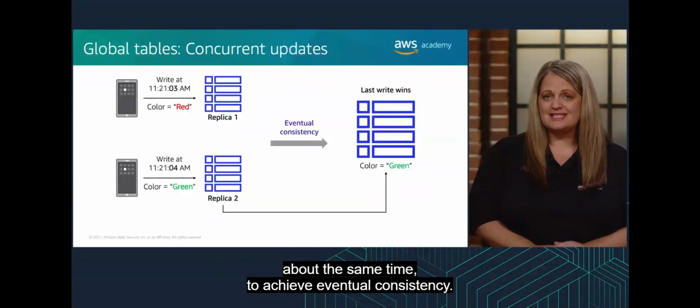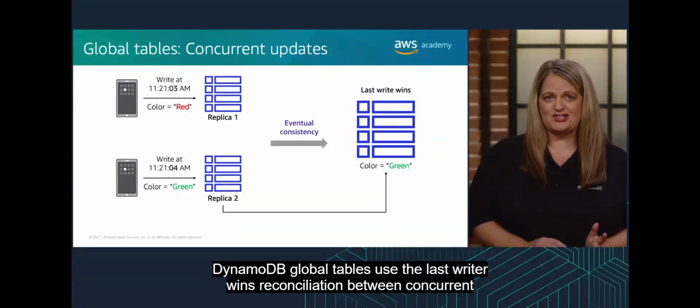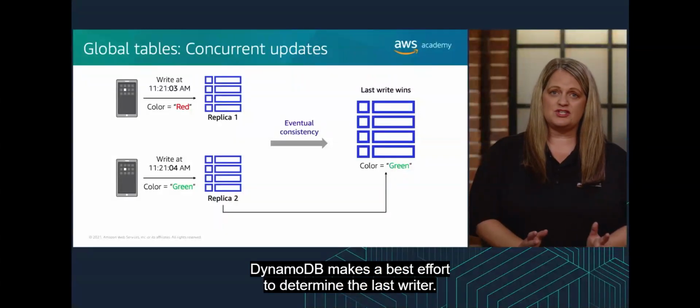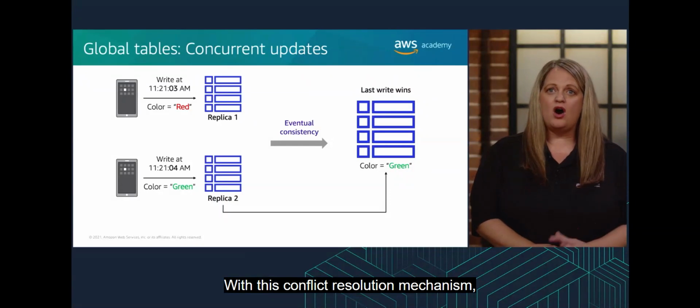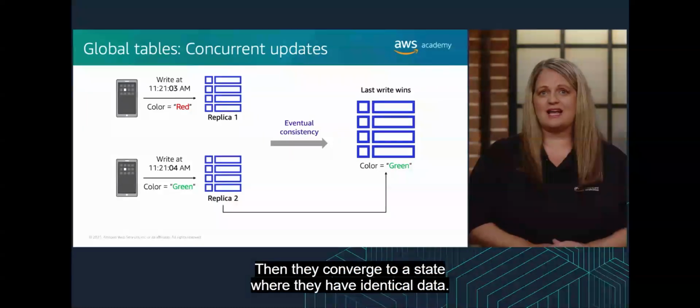To achieve eventual consistency, DynamoDB global tables use a last writer wins reconciliation between concurrent updates. DynamoDB makes a best effort to determine the last writer. With this conflict resolution mechanism, all the replicas agree on the latest update. Then they converge to a state where they have identical data.